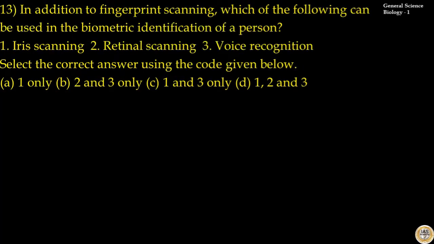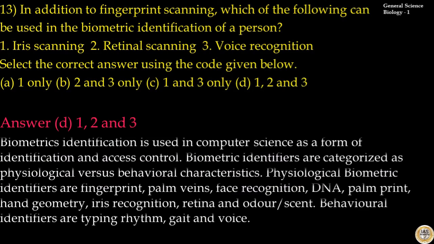Question number 13. In addition to fingerprint scanning, which of the following can be used in the biometric identification of a person? Options are iris scanning, retinal scanning, voice recognition. Select the correct answer using the codes given below. Here the answer to this question is option D, 1, 2 and 3.